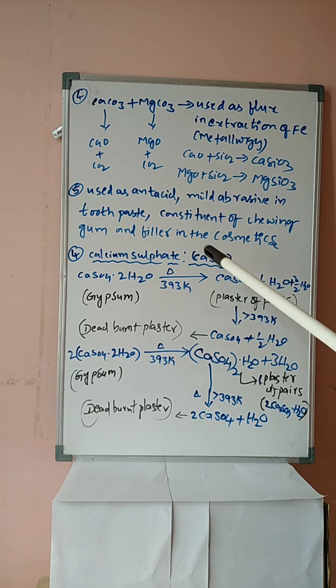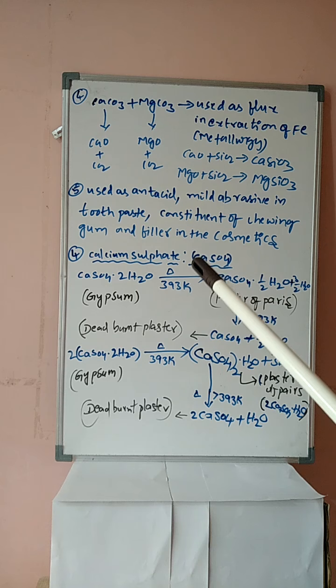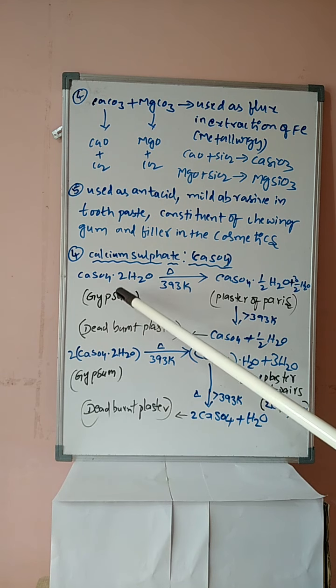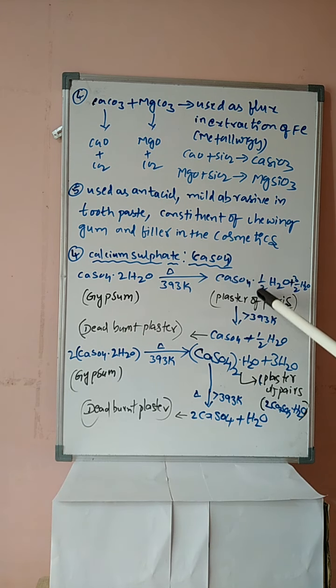CaSO4. Calcium sulfate is mainly present in the form of two chemicals: calcium sulfate dihydrate, which is known as gypsum, and calcium sulfate hemihydrate or semihydrate, which is known as plaster of Paris. In our syllabus, a detailed discussion about plaster of Paris is there, students. That is a compound of calcium sulfate. Plaster of Paris preparation, properties and uses we are discussing.